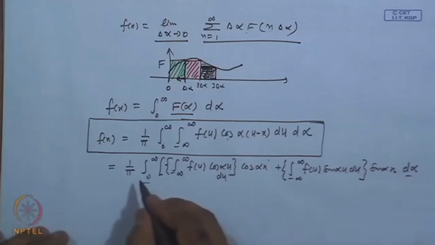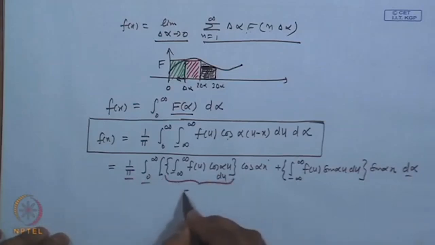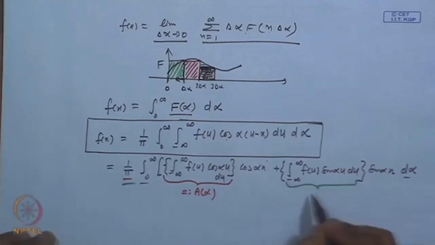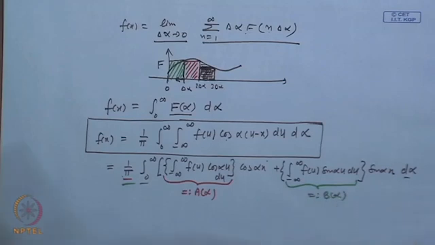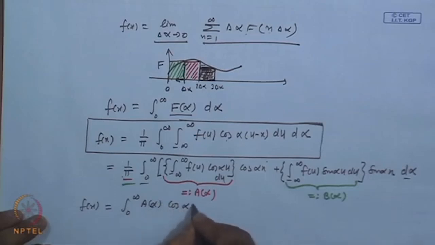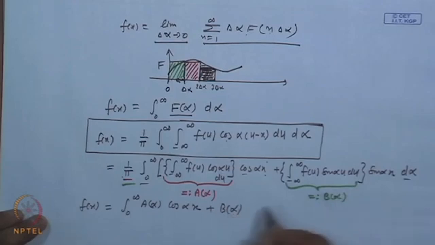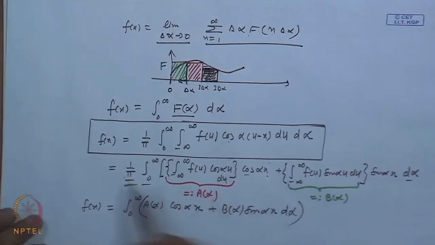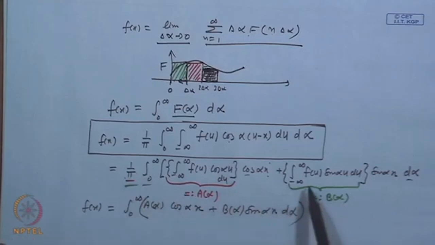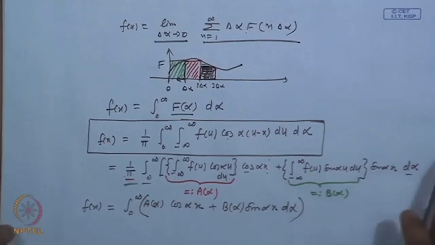Now what we do is, if we assume that this with 1 over pi is A of alpha, and again with 1 over pi, this one is B of alpha, we can write in a compact form that this f of x is the integral from 0 to infinity of A of alpha cos alpha x plus B of alpha sin alpha x d alpha. And where A of alpha is 1 over pi times the integral from minus infinity to plus infinity of f of u cos alpha u du, and B of alpha is 1 over pi times the integral from minus infinity to plus infinity of f of u sin alpha u du.